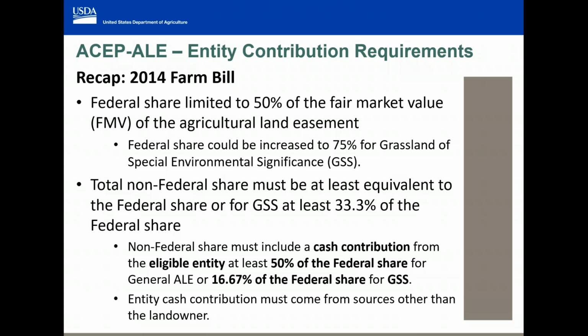So the non-federal share needed to be at least equivalent to the federal share, or for GSS, it could be a third of the federal share. Now, of that non-federal share, there needed to be a cash contribution from the eligible entity. For general ALE, that was 50%. For GSS, it was 16.67%. And that cash contribution needed to come from the entity and not from sources attributable to the landowner.